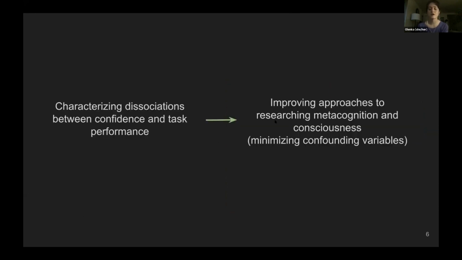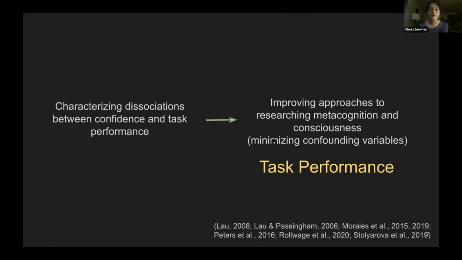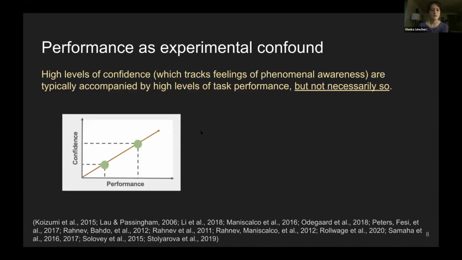Okay, so like I mentioned, our goal is in minimizing confounding variables, and the variable I'm talking about today is task performance. Okay, so in a given task, high levels of confidence are typically accompanied by high levels of task performance. Like in this graph here, as you perform better in a task, you're more likely to say you're more confident in that task. But that's not necessarily what happens all the time.